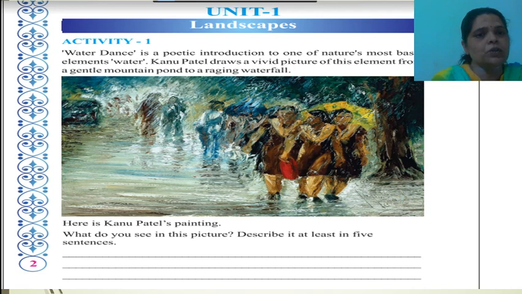Okay. So in this unit one, we are going to read also one Water Dance, a poetic introduction to one of nature's most basic elements. You know, water is a basic element. And Kanu Patel has drawn vivid pictures of this element, from a gentle mountain pond to a raging waterfall. That means here Kanu Patel has given you a picture composition, a painting of his, and we have to see these pictures, and we have to write at least 5 to 6 sentences on this picture. So this is just like a picture composition. Okay. So Kanu Patel is a very good painter. He's a famous painter of Gujarat. He was basically from Anand.